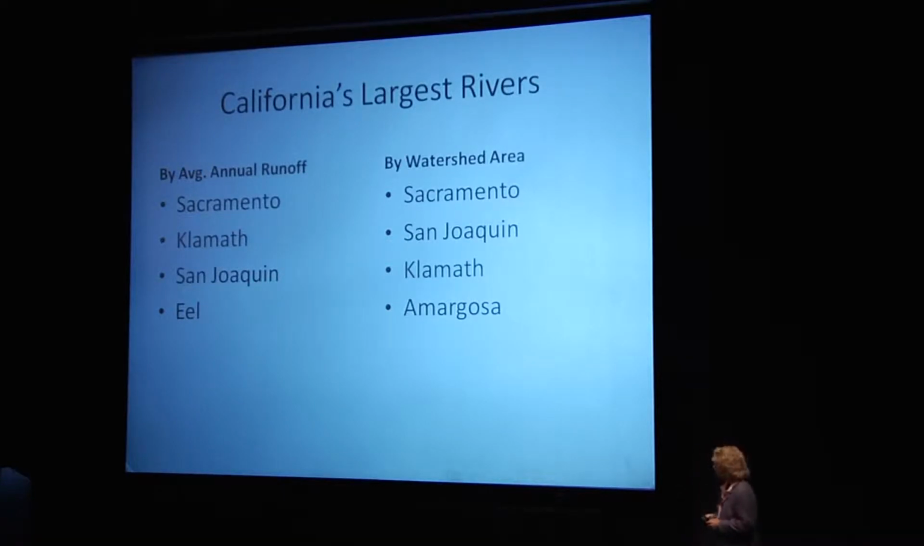Now, on the other hand, if you look at it in terms of watershed area, we still have the Sacramento and San Joaquin there, but we actually do have an entry now from Southern California. Anybody know where the Amargosa River is? Death Valley. It has a very large watershed, but there's no water in it. Oh well, that was your entry for Southern California.